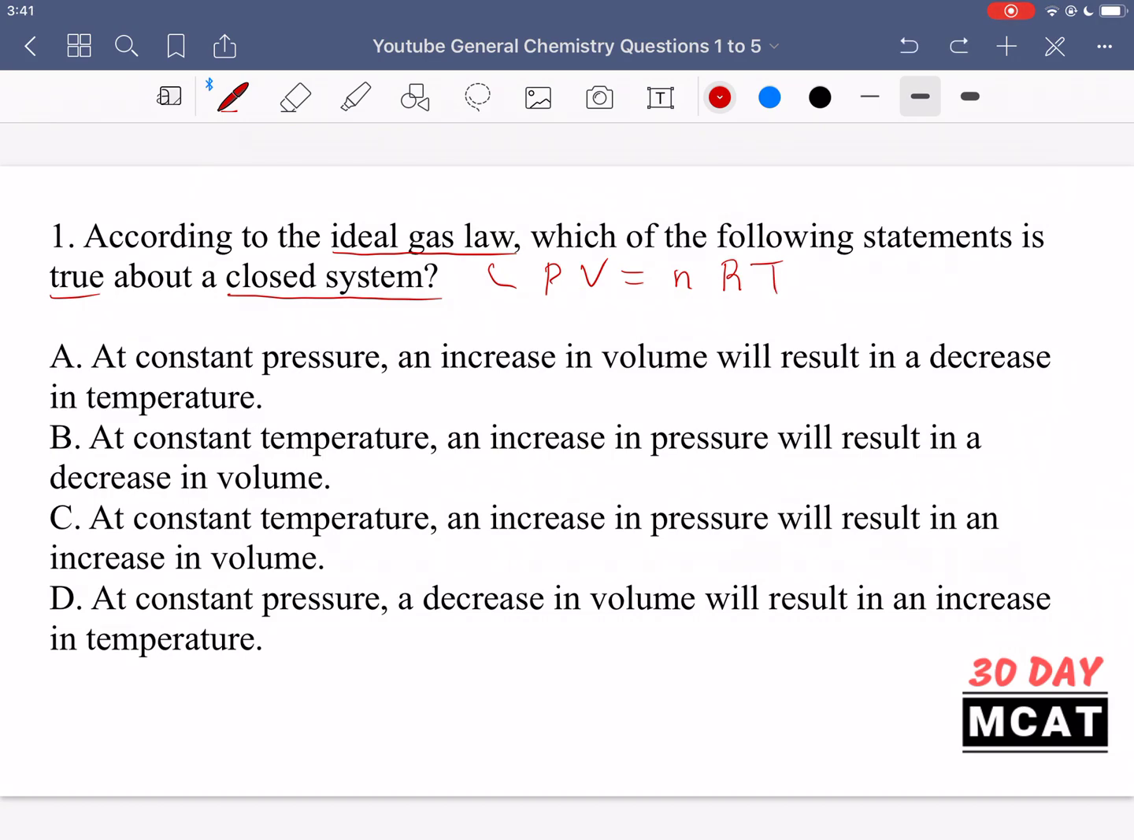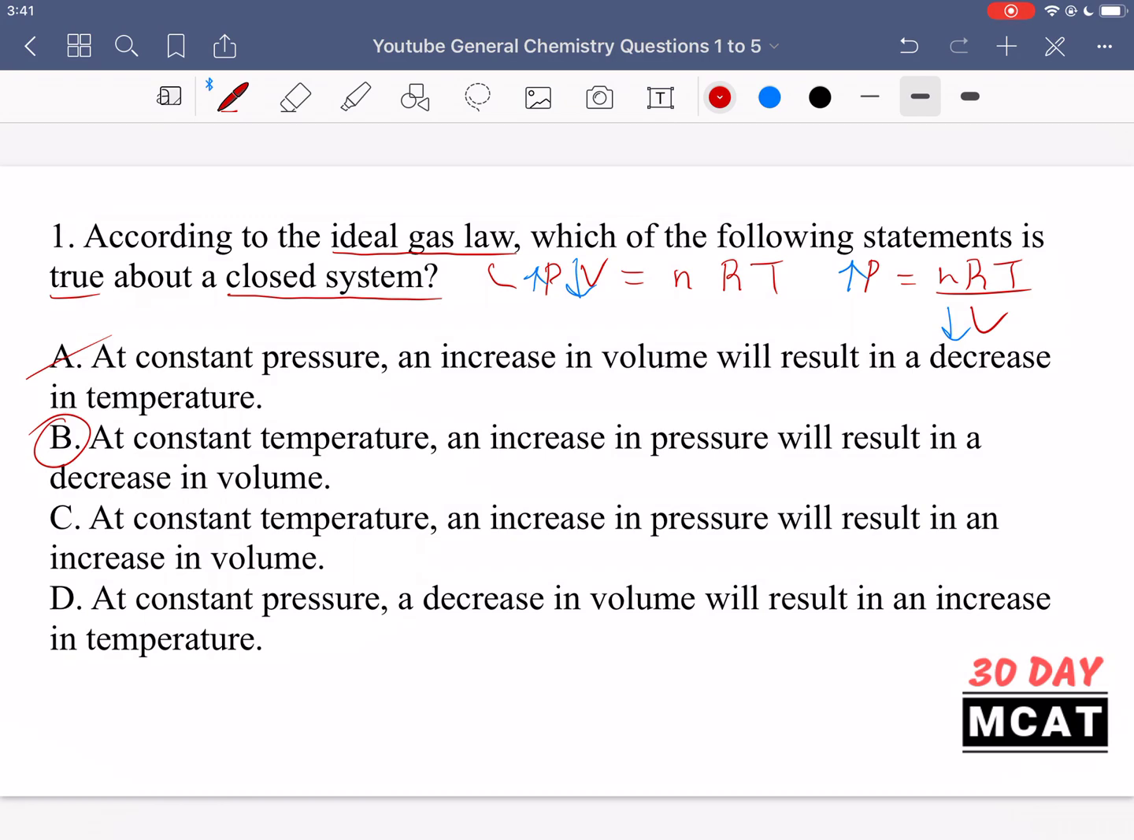At a constant temperature, an increase in pressure will result in a decrease in volume. Another way of writing the ideal gas law, you can write it like this. If you move volume over to the other side, you see that pressure and volume are inversely related. This is also Boyle's law. So because we know that pressure and volume are inversely related, we can say that if we hold temperature constant, we know that moles are constant, and R is also the gas constant. And now we increase pressure, that will lead to a decrease in volume. So this goes up, this goes down. Yeah, that is correct. So option B is correct.